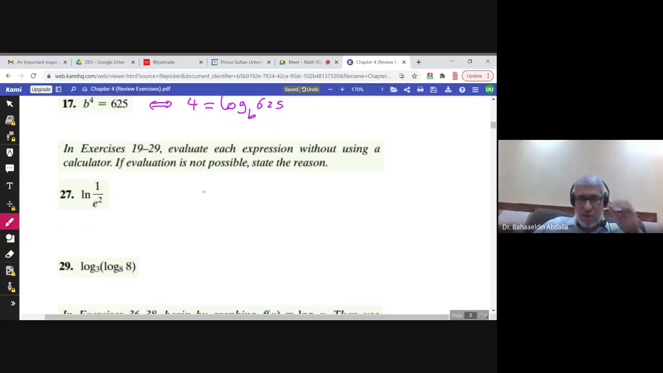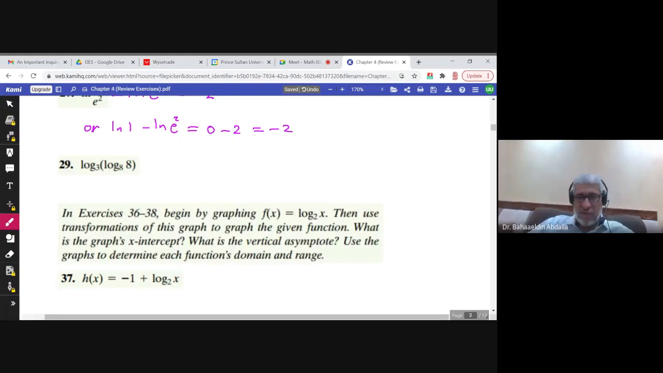Evaluate each expression without using a calculator. I can evaluate this in 2 ways. I can write ln of 1 over e squared is e to the power negative 2, and ln cancels e, so the answer is negative 2. Or you can say this is ln 1 minus ln e squared using the properties of logarithms, and ln 1 is 0, and in ln e squared, ln and e cancel each other, and you have 0 minus 2, so the answer is negative 2. How to evaluate this? Log 8 base 8 is 1, log b base b is 1, so we have log 1 of 3, and log 1 to any base is just 0, so this is the answer.